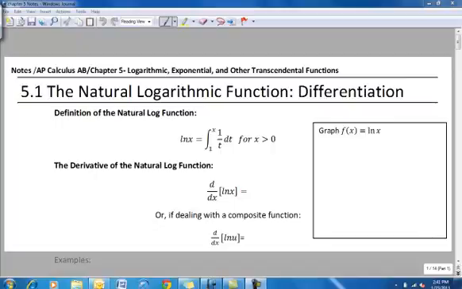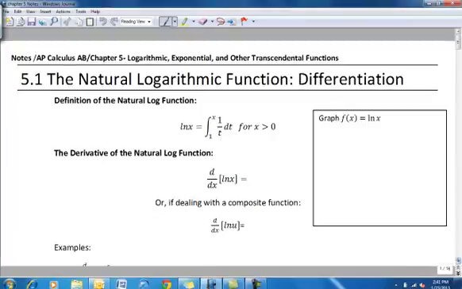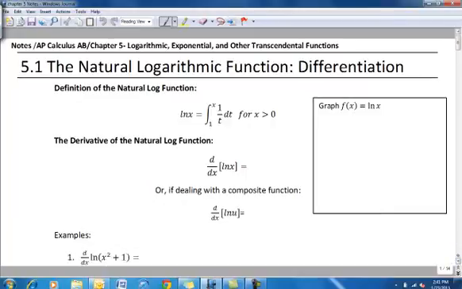Right, these are notes, examples, and thoughts on section 5.1 from your book, and we are going to be looking at how to differentiate the natural log function, ln of x. So let's start off by looking at this definition of natural log, and I would encourage you to try this out on your calculator just to prove to yourself that this works.